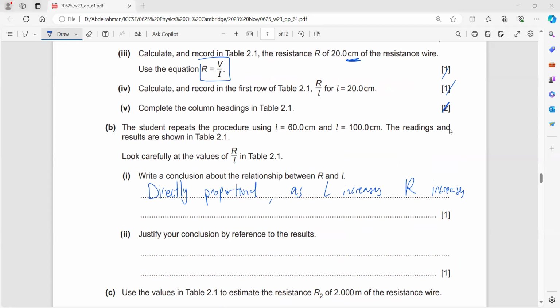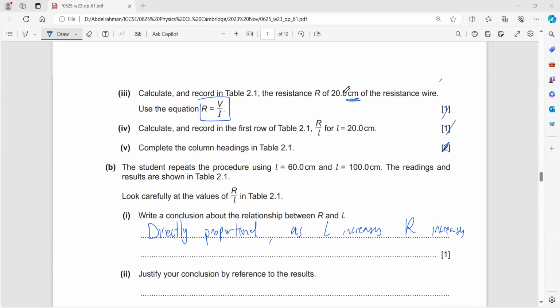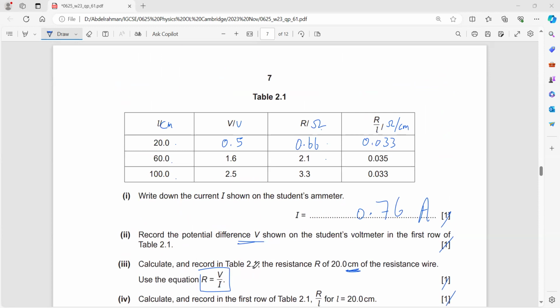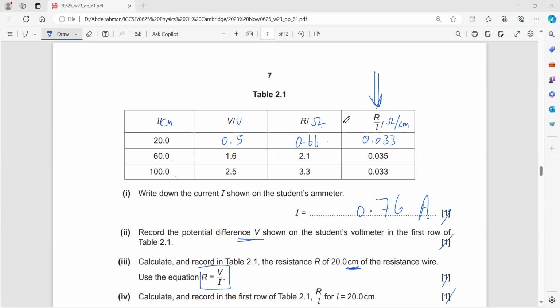What's your question? Yes, sir, when L was 20 centimeters, R was 0.033... no, you're talking about R over L. Am I talking about R over L or am I asking? Okay, right. So of course I'm talking about R only. The resistance alone: 0.66, 2.1 and 3.3.